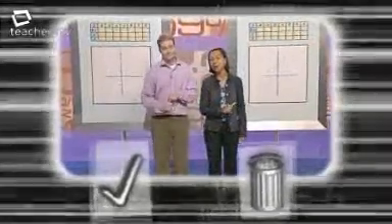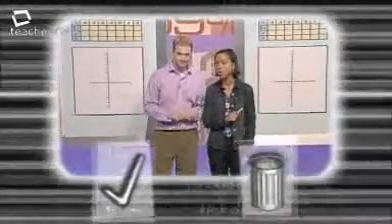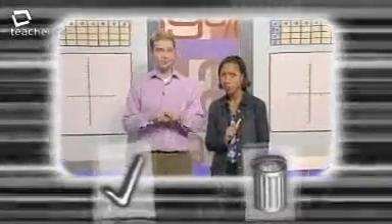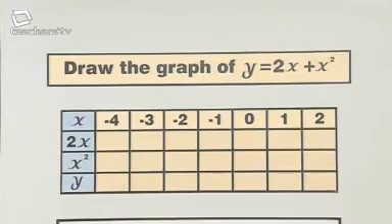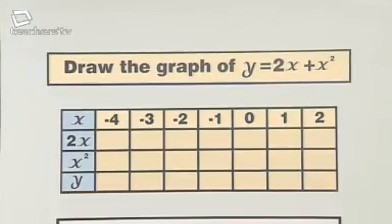It's that part of the programme when we both tackled the same question, but only one answer will be right. The other will contain a deliberate mistake that you've got to spot. So watch carefully to decide if you're going to tick it or trash it. On the grid, draw the graph of y equals 2x plus x squared. Use values of x from -4 to 2. Pens on your marks, set, go!